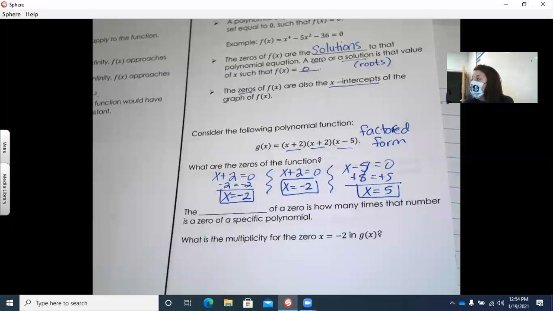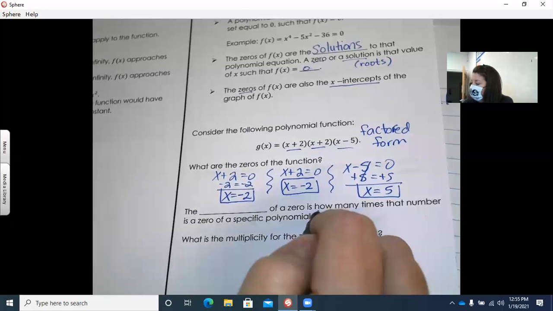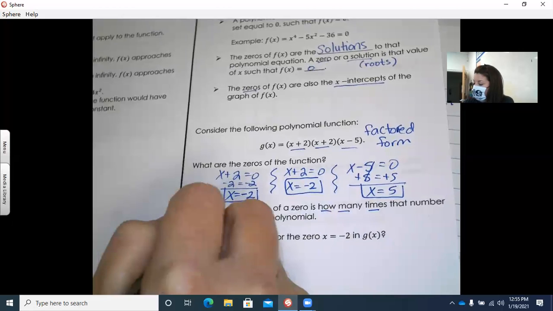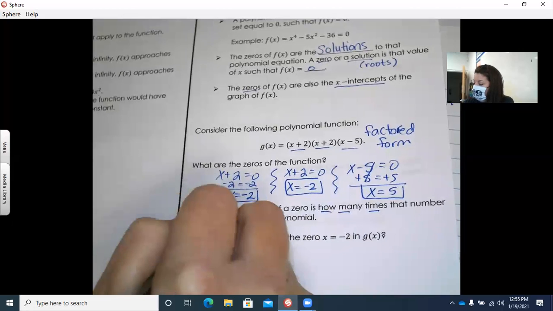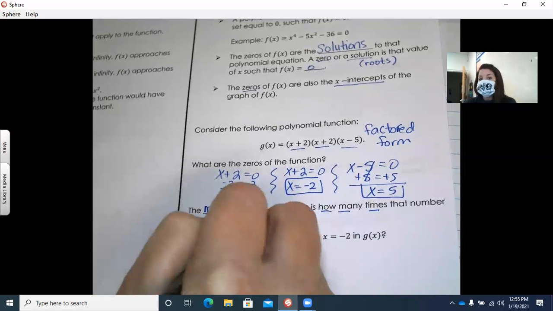Usually if you have a solution that's the same, you don't have to list it multiple times. You usually just say it once. So the blank of a 0 is how many times that number is a 0 of a specific polynomial. It is the multiplicity, M-U-L-T-I-P-L-I-C-I-T-Y, I think I spelled it correctly, multiplicity.